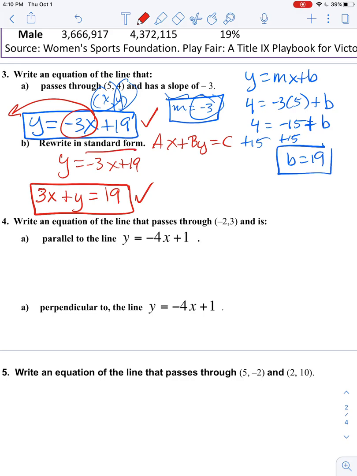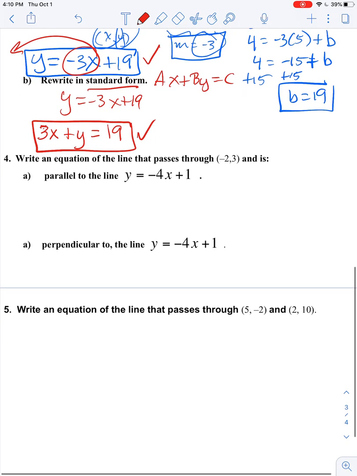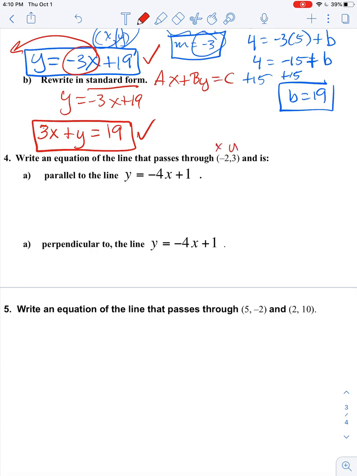And that's the exact same line, it's just written in two different forms, so you want to be familiar with each. It's hard to find the equation of the line straight up in standard form, so you usually have to start somewhere else and then move towards that.